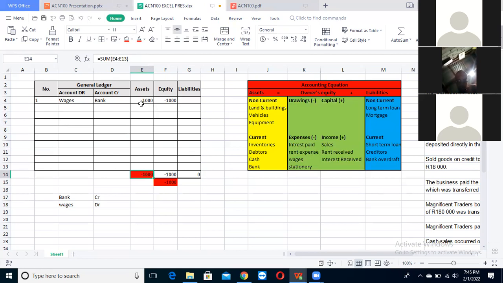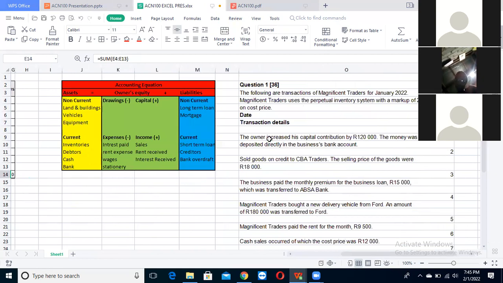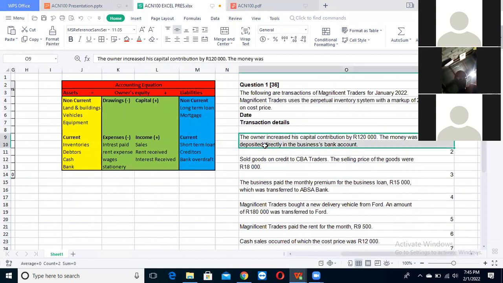So that is the example that they gave you on the question. We will now want to move to the question itself. We want to move to transaction number one, which I have highlighted here, or perhaps let me put color to it so that we all see what I am reading.